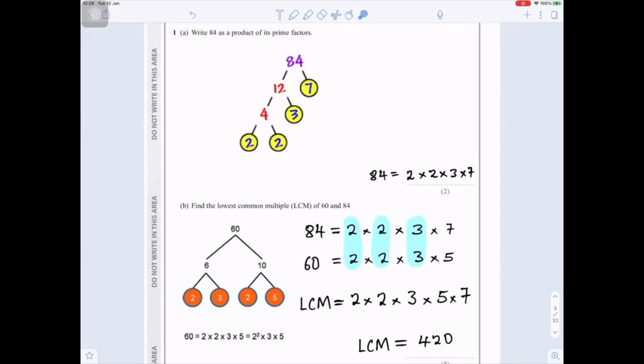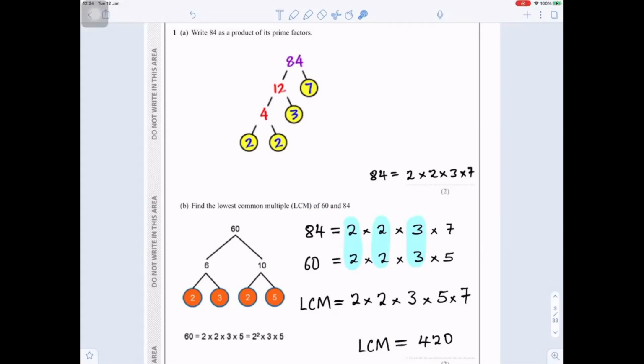You can get these prime factors using your Casio Classic calculator, and you can watch one of my videos to see how to find the prime factors using the calculator. Or you draw the factor tree. Now, that gives you the prime factors of 84. Part B, find the lowest common multiple of 60 and 84.